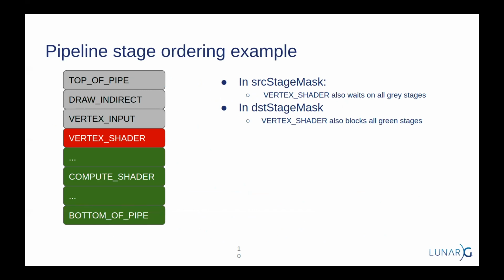So here's an example of the pipeline ordering. In the source stage mask, if we set the vertex shader bit, we get all of the gray values. And in the destination stage mask, if we set the vertex bit, we also block all of the green values all the way down to the bottom of the pipe.